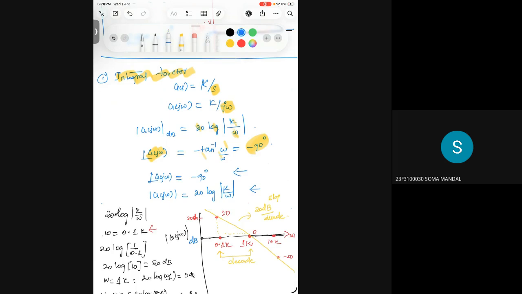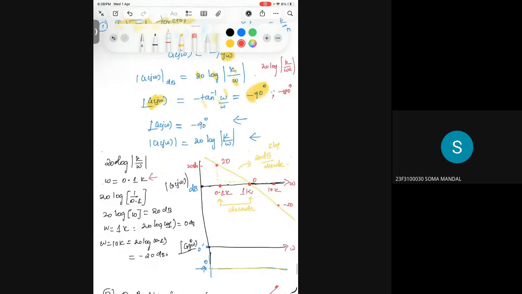Now, what if a system looks like K by S power 2 or K by S power N? If it is S power 2, then the magnitude becomes 20 log of K by omega square. Then the phase would be minus 180 degrees, because 1 by omega square gives minus 90, minus 90. This will become square, so 0.1 into 0.1 is 0.01. Then this is 40 decibels, this is again 0, and this is minus 40 decibels.